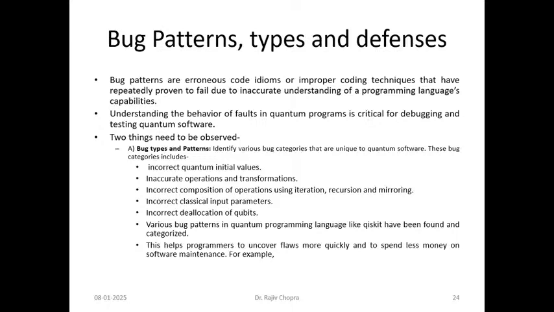What are the different patterns observed in bug categories here? For example, incorrect quantum initial values, inaccurate operations and transformations, inaccurate composition of operations using iteration, recursion, and mirroring, incorrect classical input parameters, incorrect deallocation of qubits, various bug patterns. In Qiskit, various bug patterns have been found and categorized. This helps programmers to uncover flaws more quickly and to spend less money on software maintenance.